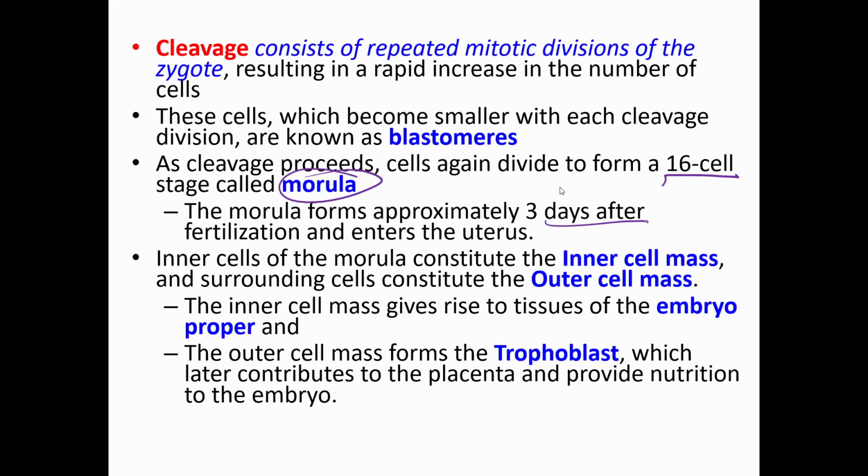These are compact cells, and inside the morula there is the inner cell mass. They get segregated. This is the inner cell mass, and outside is the outer cell mass. This outer cell mass gives rise to the placenta. It becomes the trophoblast, the future placenta. And the inner cell mass gives rise to the embryo.